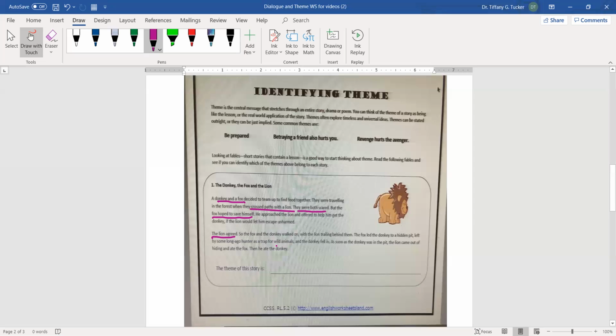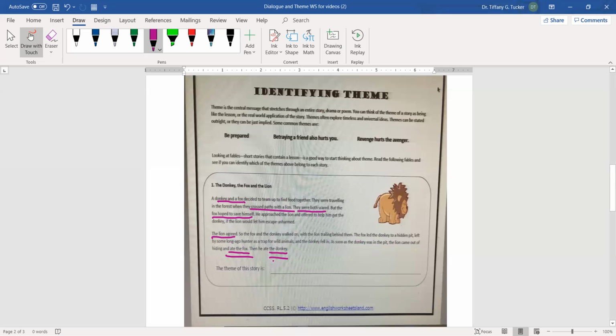But then what ends up happening? The fox leads his friend the donkey to a pit that the donkey falls into, so the fox thinks that he's safe. But what do we find out? As soon as the donkey was in the pit, the lion jumped out and did what? Ate the fox. Now he did also eat the donkey, but the deal was to keep the fox safe and the lion did not agree to that deal completely.